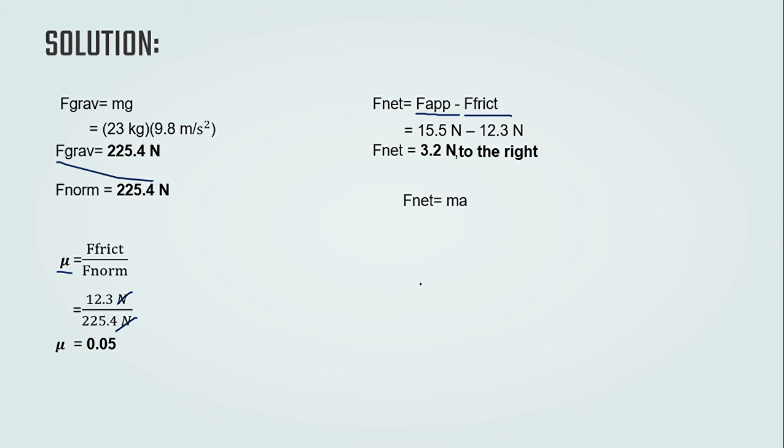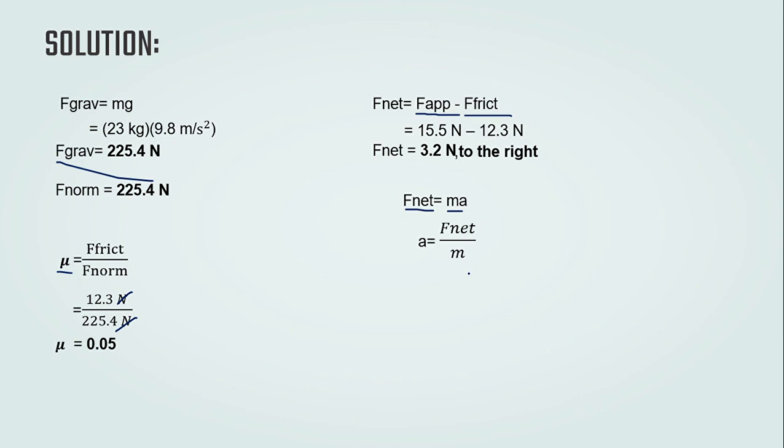So the formula we're going to use is F-net equals ma, or mass multiplied by acceleration. But we already have the F-net and the mass, so we need to derive this formula: acceleration equals F-net over m in order to get its acceleration.